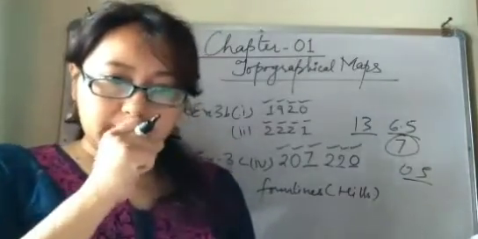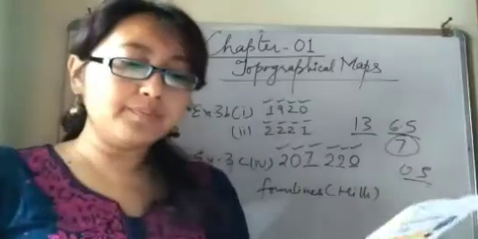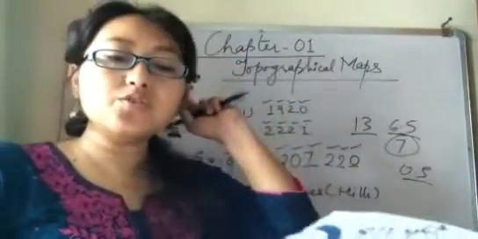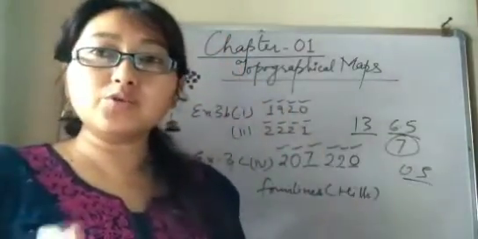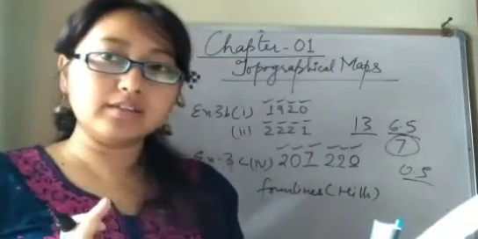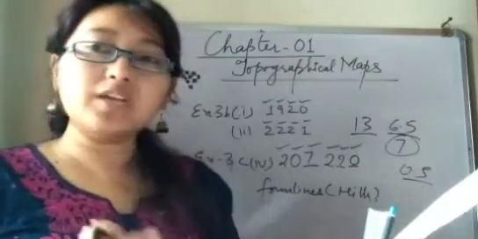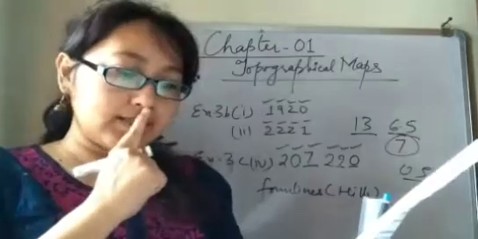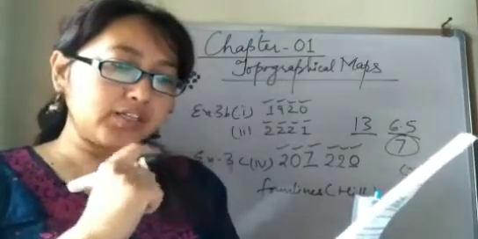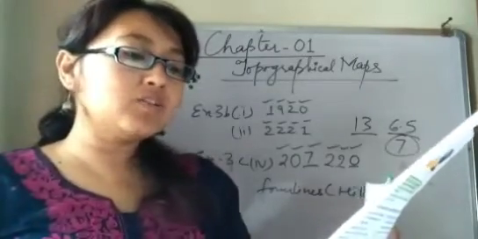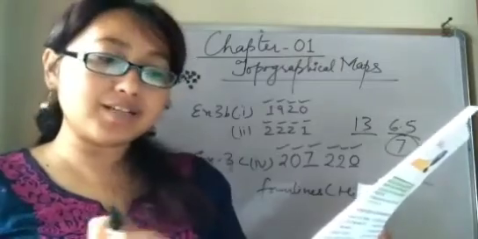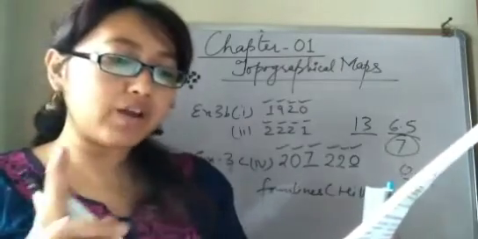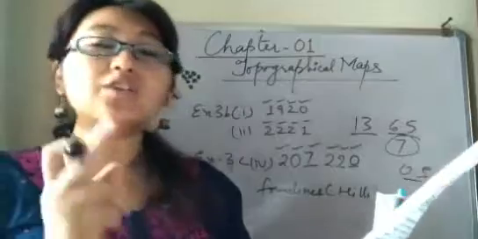Now question number E. Give the directions of the following. I'm going to do one for you, and the rest 3 you'll do yourself. The third I'm going to do for you. That is Tokra, the settlement given in 2221. Just find it out from Gulabganj 1920.